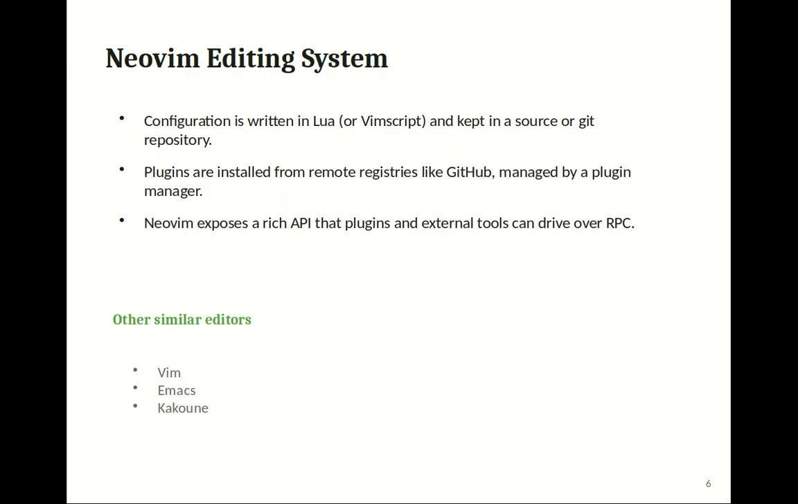Neovim editing system. Configuration is written in Lua or Vimscript and kept in a source or Git repository. Plugins are installed from remote registries like GitHub, managed by a plugin manager. Neovim exposes a rich API that plugins and external tools can drive over RPC, remote procedure call. Other similar editors: Vim, Emacs, Kickstart, AstroVim, LazyVim, Pi.